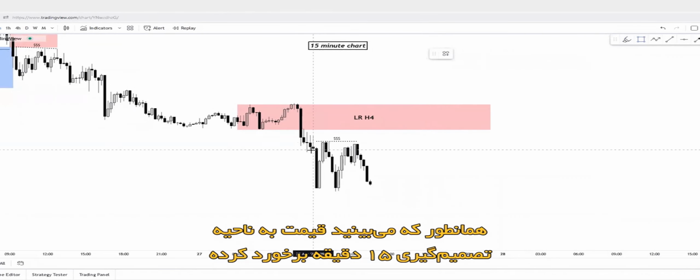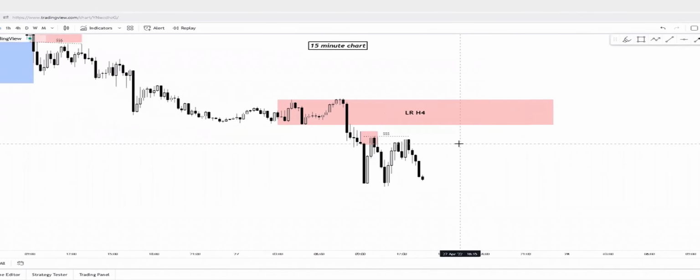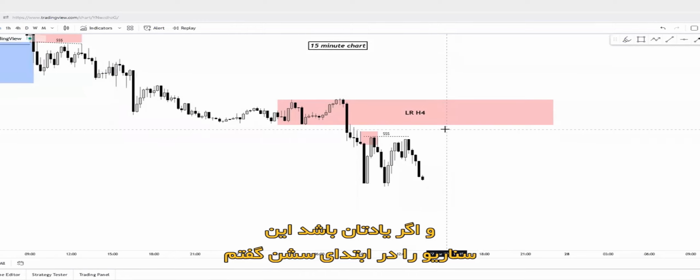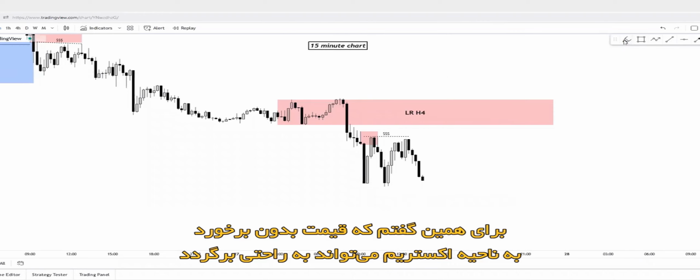As you can see, price tapped this 15-minute decisional zone. And if you remember, this scenario was explained at the beginning of this session, right? That's what I meant by the strong and weak change of characters. That's why I said that price can easily reverse by not tapping the extreme zone.